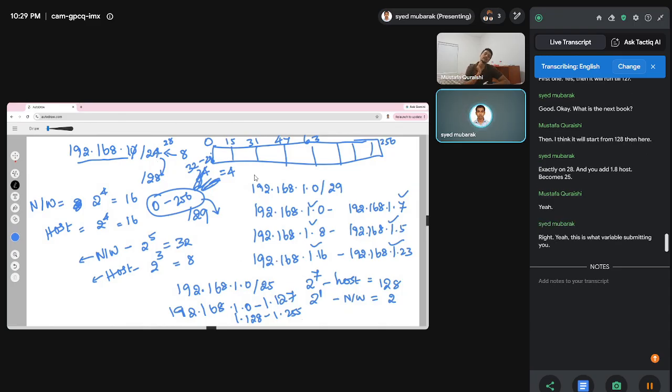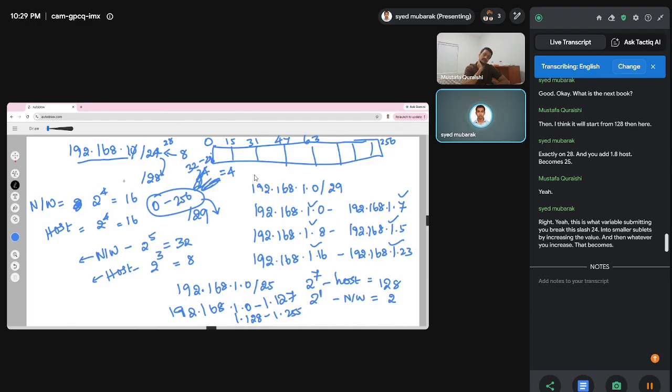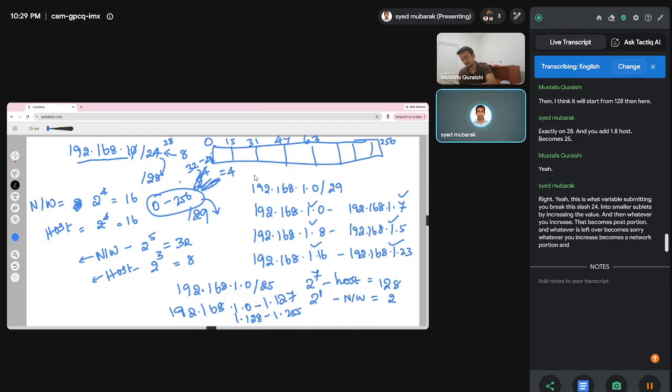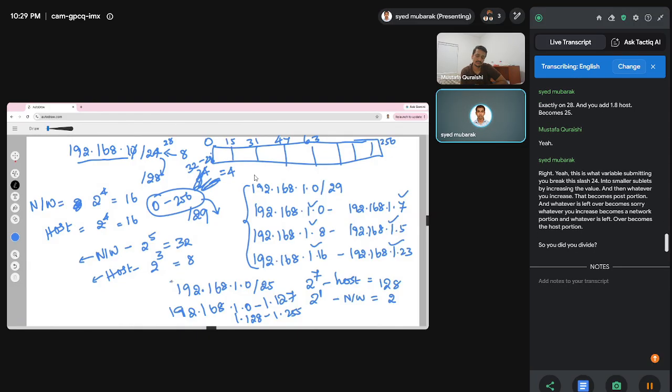You break this slash 24 into smaller subnets by increasing the value, and whatever you increase becomes the network portion, and whatever is left over becomes the host portion. So you divide like this, right?